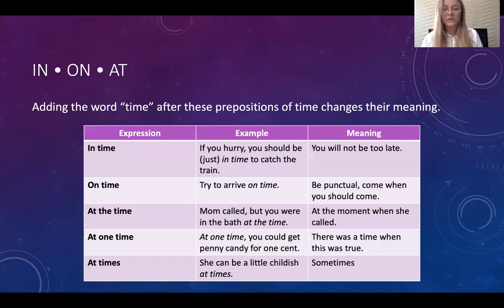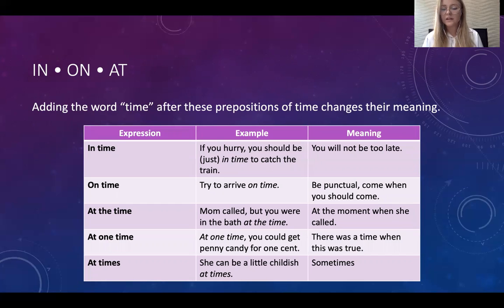Okay. So we can also add the word time after these other prepositions, and it changes the meaning of the prepositions of time, okay? So let's go through some examples. If we add time to in, we have in time. An example of this is if you hurry, we should be just in time to catch the train. So this means you will not be late, but it might be close. Okay, on time, for example, try to arrive on time, which means you should arrive at the time you were told to.